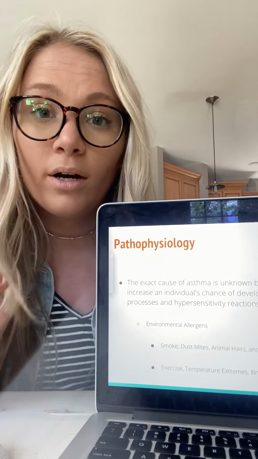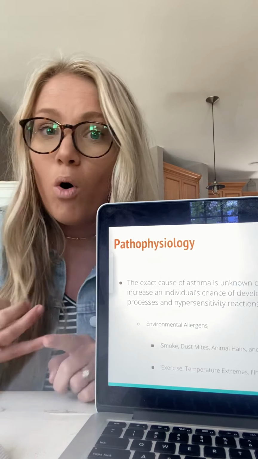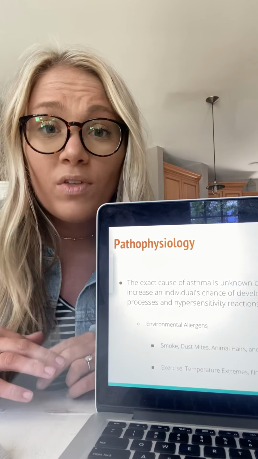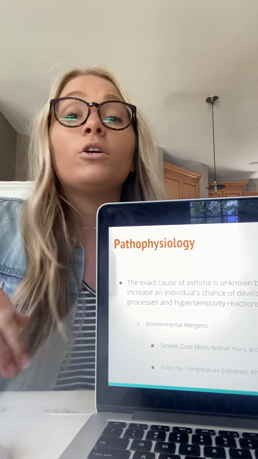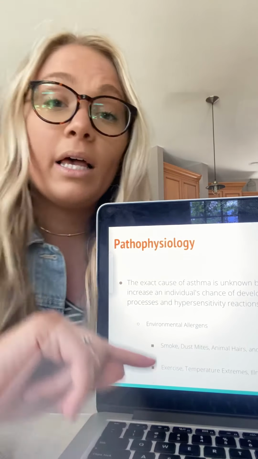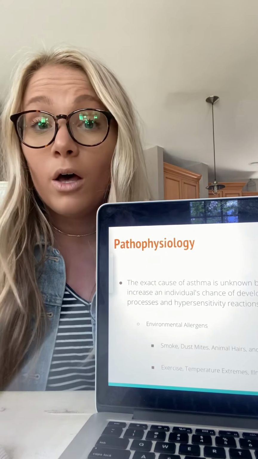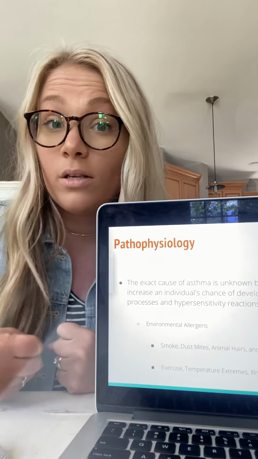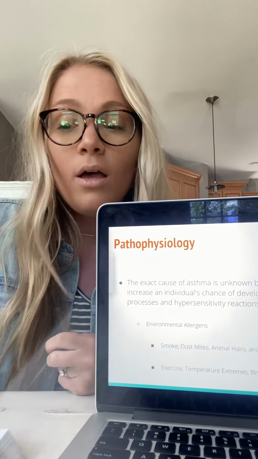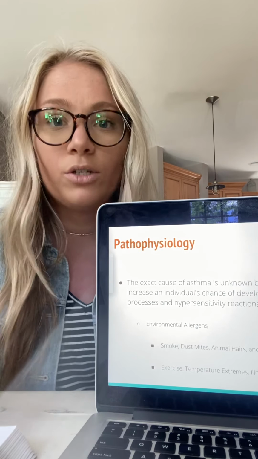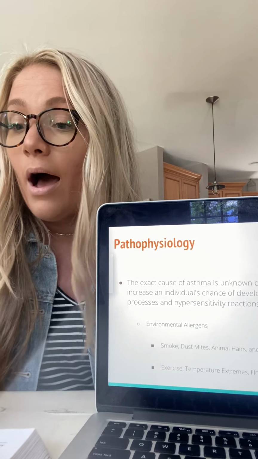Some of those things are environmental allergens such as mold, dust, pollution, animal hair, and smoke. Then there are other triggers I've listed at the bottom, like exercise, temperature extremes, illness, and anxiety. As we know, with anxiety, illness, and temperature changes, we tend to vasoconstrict. That can definitely increase the chances in people with asthma of vasoconstriction and bronchospasm.